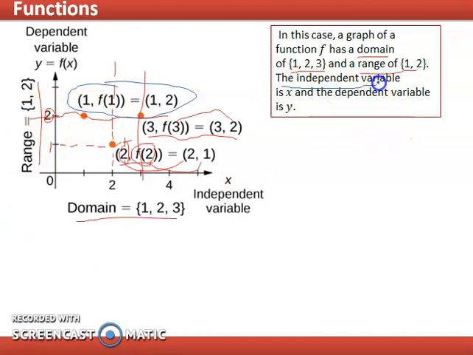The independent variable is x and the dependent variable is y. So the inputs have another term, which is independent variable. While the other term for the output, this y, is dependent variable, because it depends upon the value of x.